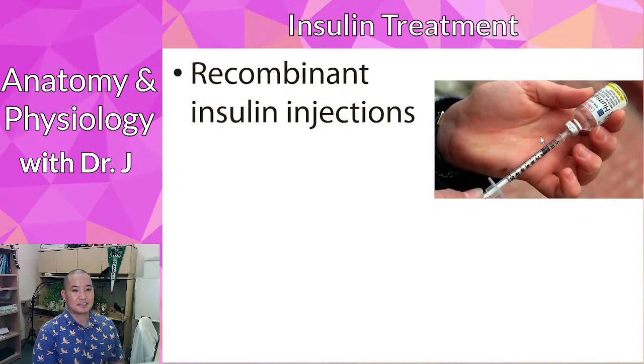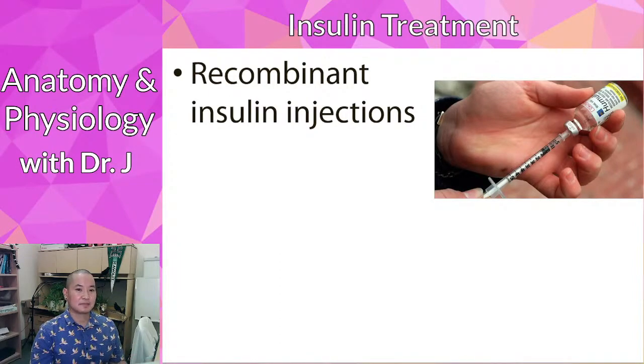All right, so how do you treat that? Well, if they're not making enough insulin, how can you treat it? Well, you can give them recombinant insulin injections. And why do you say recombinant? Because before, maybe around the 70s and 80s, they would have to actually take animal pancreases, purify the insulin, and then people would have to inject this animal insulin into their body.